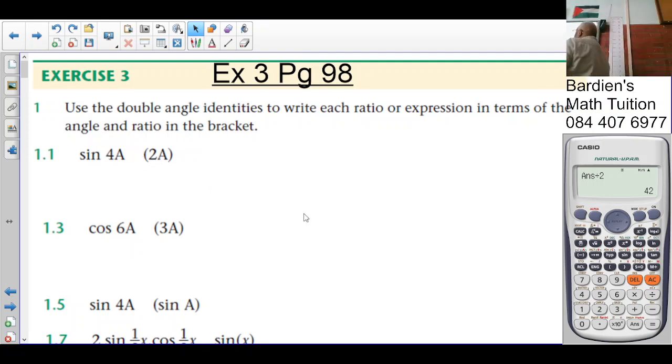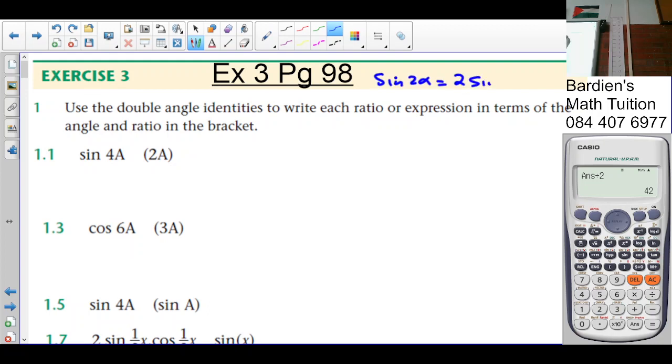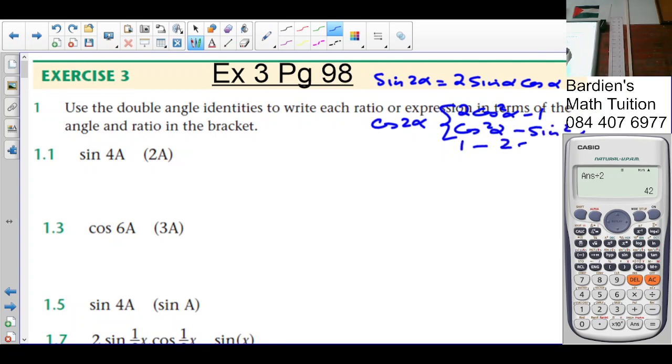Let's do this. First question says, use the double angle identities. Firstly, we know that sine 2 alpha is equal to 2 sine alpha cos alpha. Then cos 2 alpha can be written as one of 3: 2 cos squared alpha minus 1, cos squared alpha minus sine squared alpha, and 1 minus 2 sine squared alpha. It's very important to be familiar with those identities.